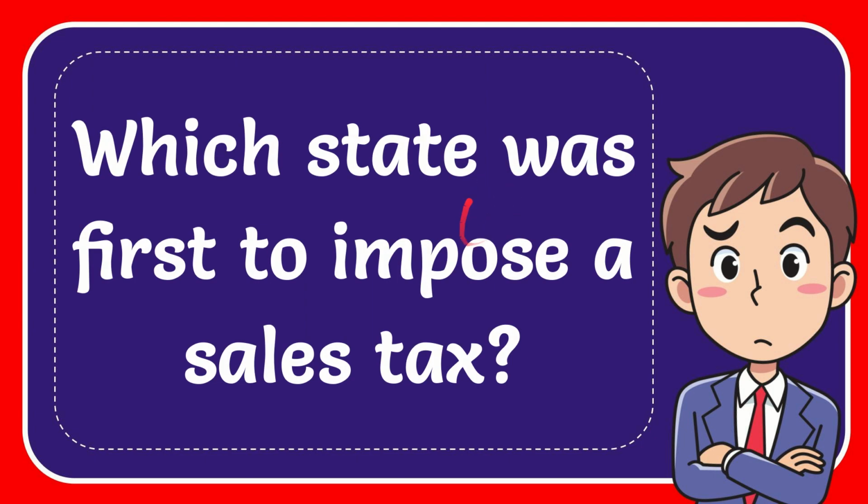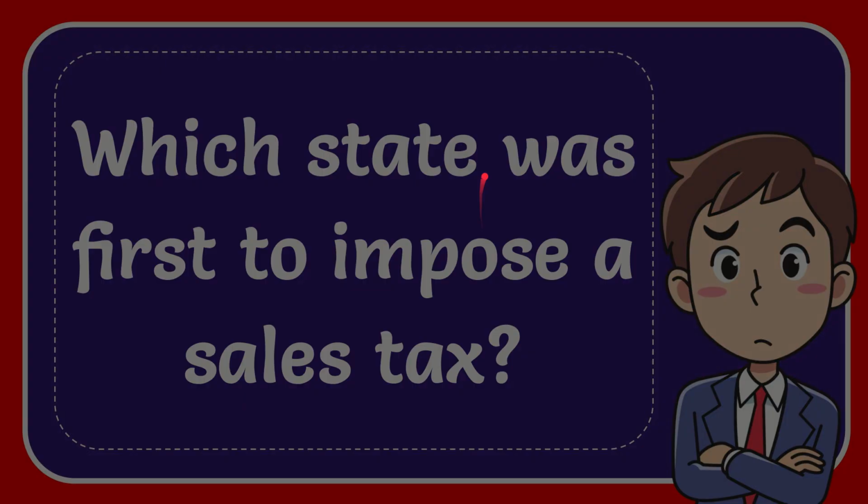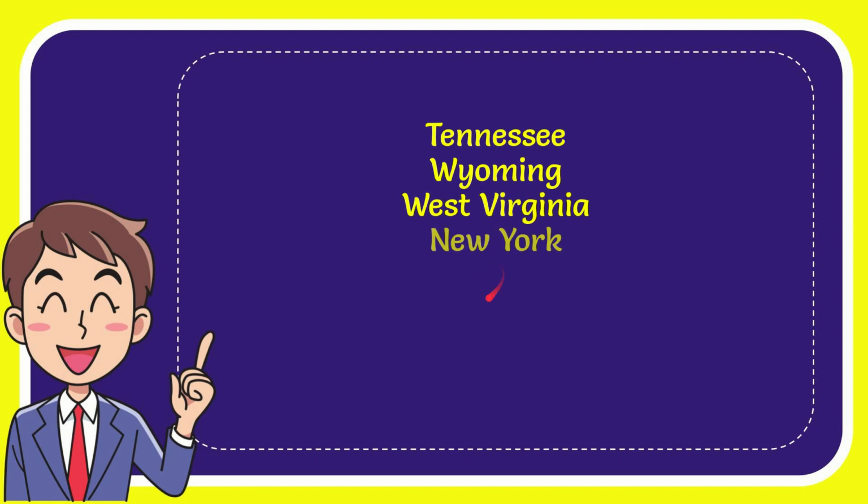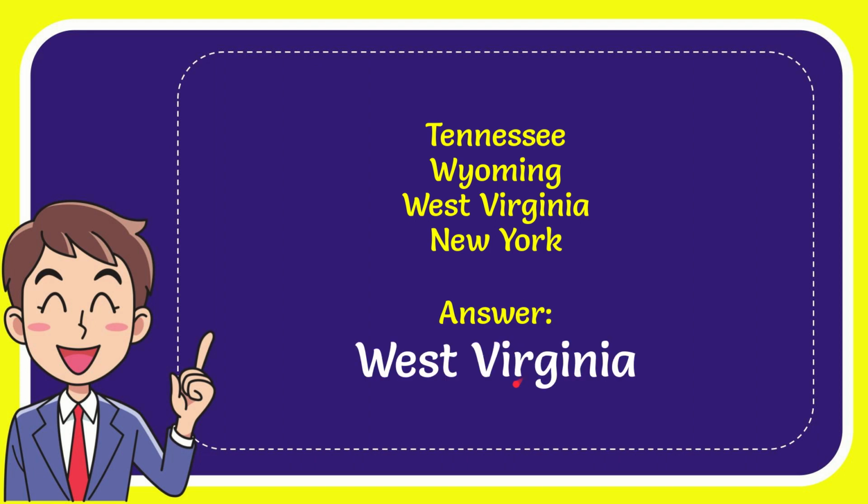In this video, I'm going to give you the answer for this question. The question is, which state was first to impose a sales tax? Now I'll give you a list of the options. The first option is Tennessee, second option is Wyoming, the third option is West Virginia, and the very last option is New York, and the correct answer for the question is West Virginia. What is the answer for the question?